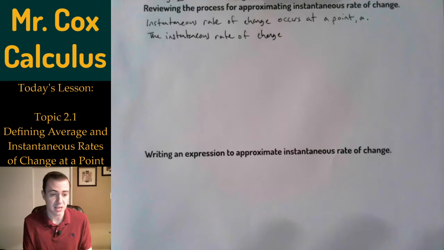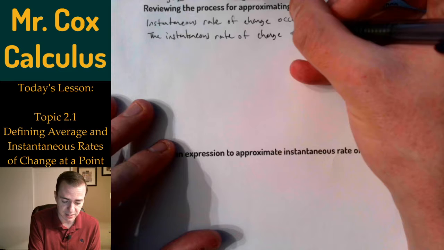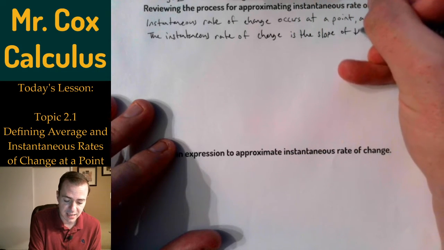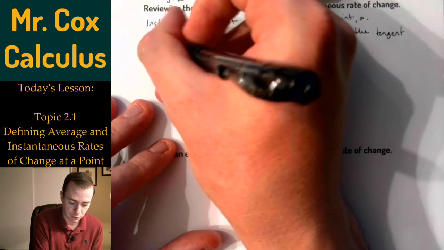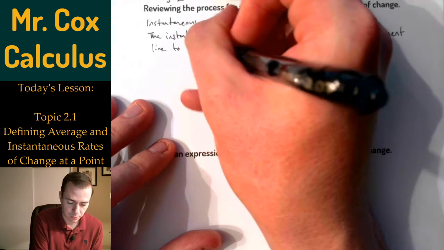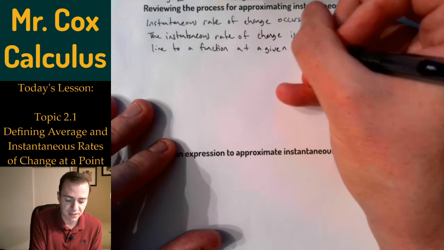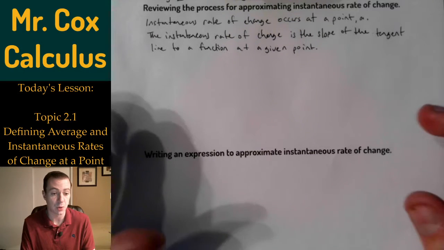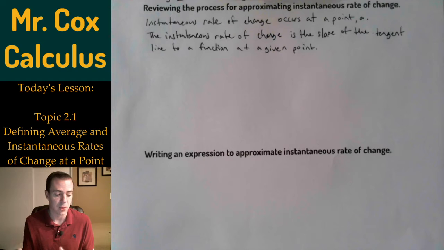Now then, the instantaneous rate of change. We said that average rate of change is the slope of the secant line between two points. The instantaneous rate of change is going to have the slope of the tangent line to a function at a given point. And we'll get more into this idea of what a tangent line is and how we find it. But it'll be very important that when we start talking about it, you connect it back to this idea of instantaneous rate of change.